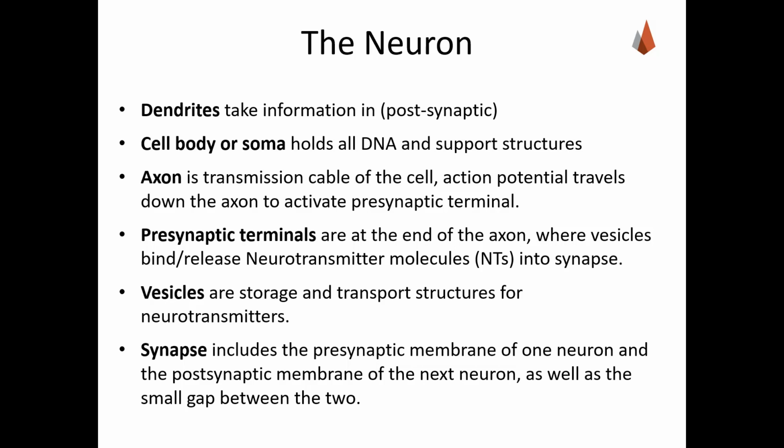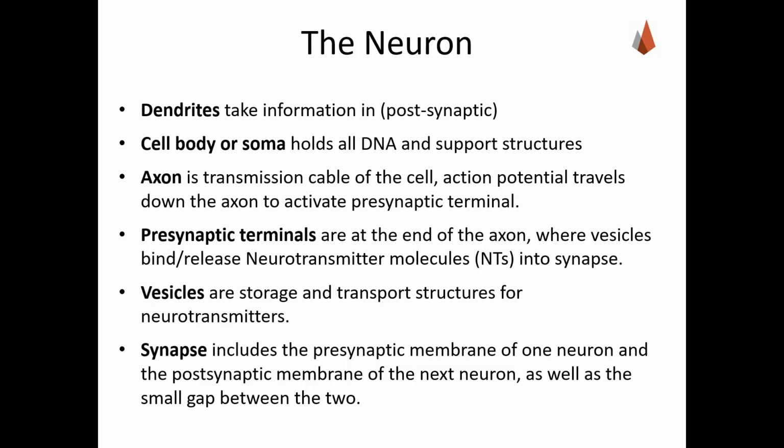Real quick, before we get into the image, let's talk about what these various parts of the brain cell are. We've got dendrites that take in information. Dendrites comprise the postsynaptic membrane, and these extend from the cell body, and this is where information comes in. So these are the main input unit of the neuron.